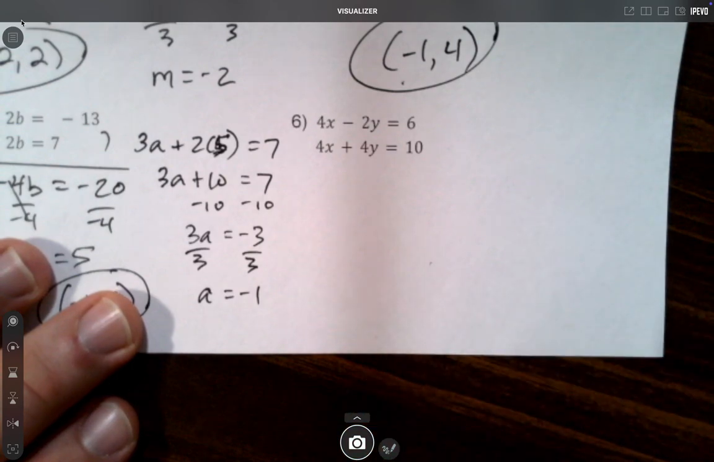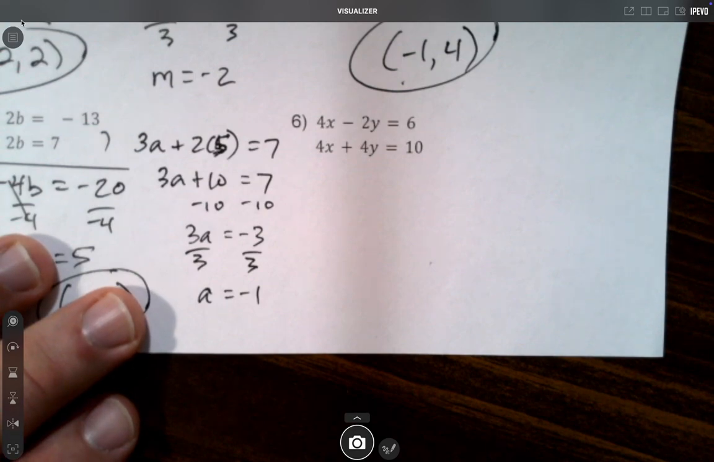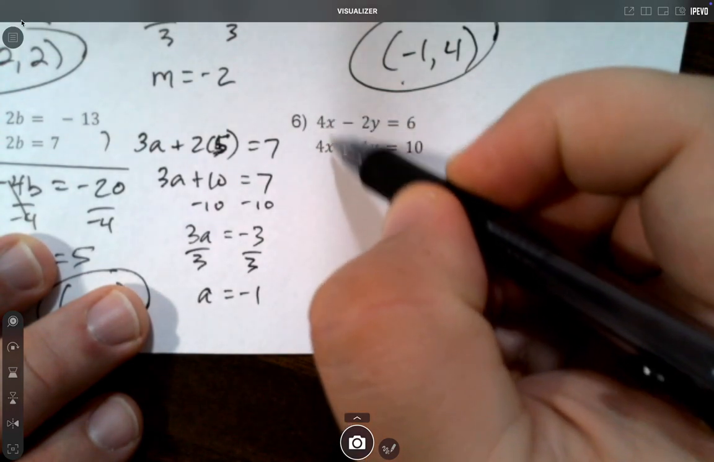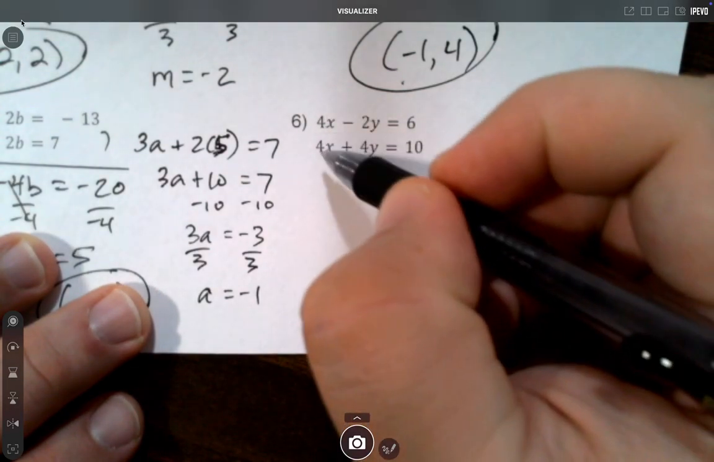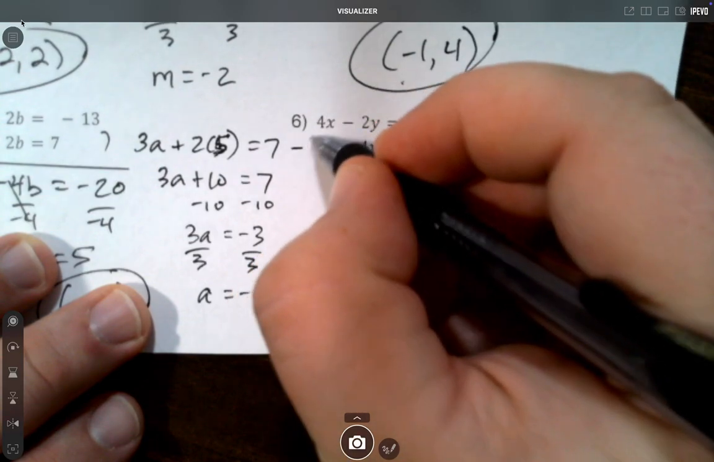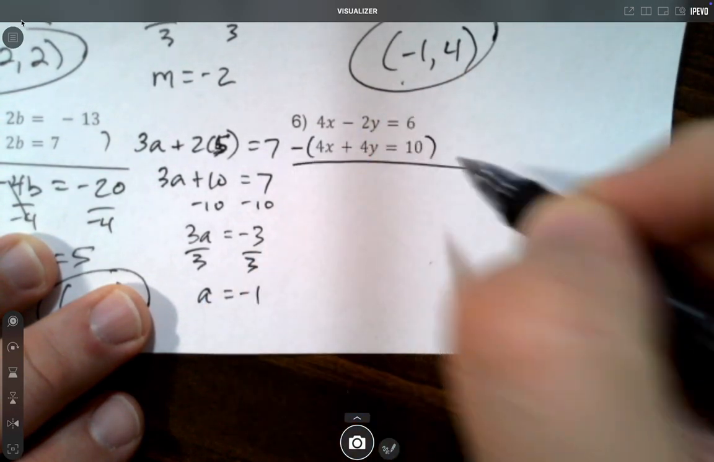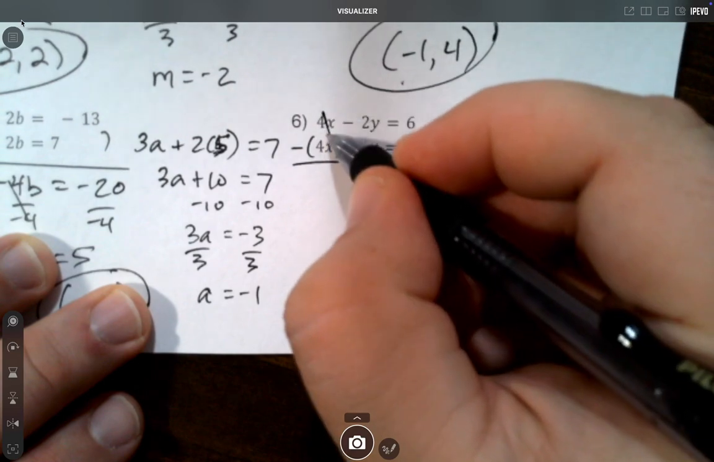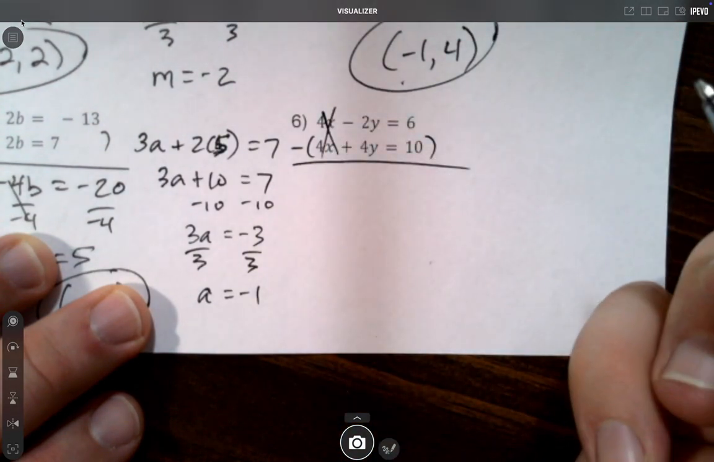Okay, number 6. Hopefully by now you can look at that pretty quickly and see which variable we want to eliminate and which operation to do it. So the x's will be easiest to eliminate this time because the x's both have a 4 as a coefficient. They're both positive, so we have the same sign. So same sign means subtract. 4x minus 4x is 0. So they are canceled out. They are eliminated.